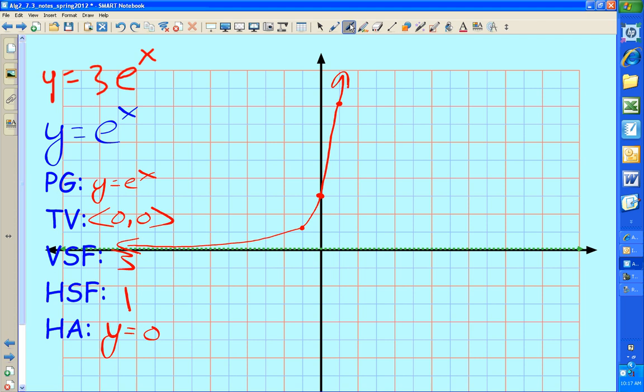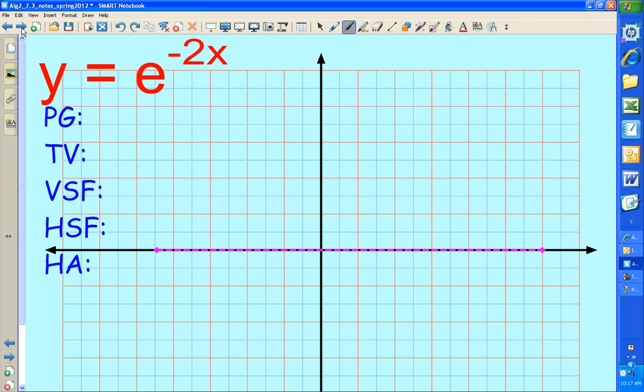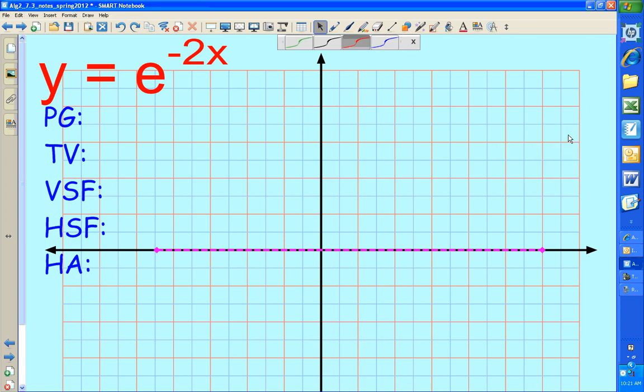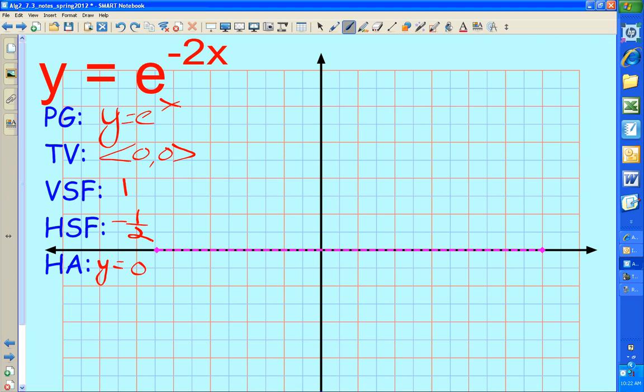Somebody else had a question? Good? Okay? So again, see if you can do this one by yourself, and I'm going to tell you right now to be careful with that -2. Okay, so what's the parent graph? Still 0, 0, right? Vertical stretch factor is still, and then the horizontal, careful, -1 over 2. Horizontal asymptote y equals 0.